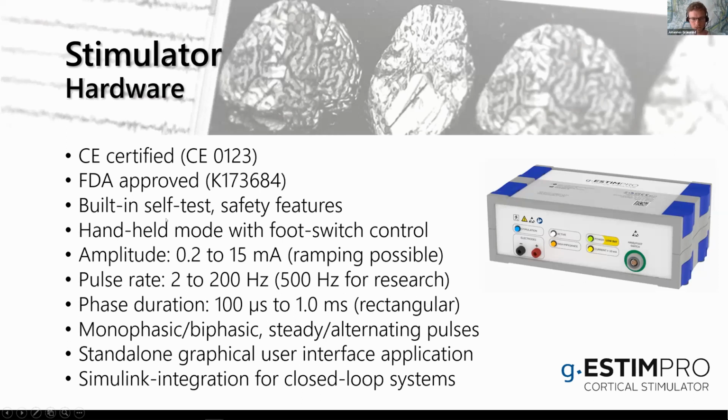In terms of amplitude, we can go from 0.2 to 50 milliamps, where ramping is possible, so we can configure ramps over time. We can stimulate between 2 and 200 hertz for clinical purposes, but we can even stimulate up to 500 hertz for research purposes. The pulses delivered are rectangular, and they can have a duration from 100 microseconds to 1 millisecond. We can use either monophasic or biphasic pulses, and also configure the stimulator such that it alternates the pulse sequence in terms of the sign.